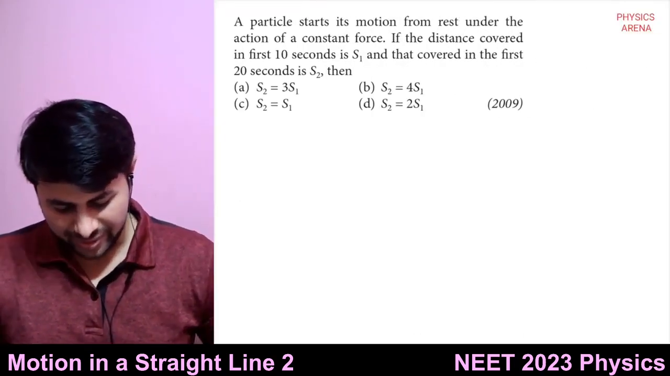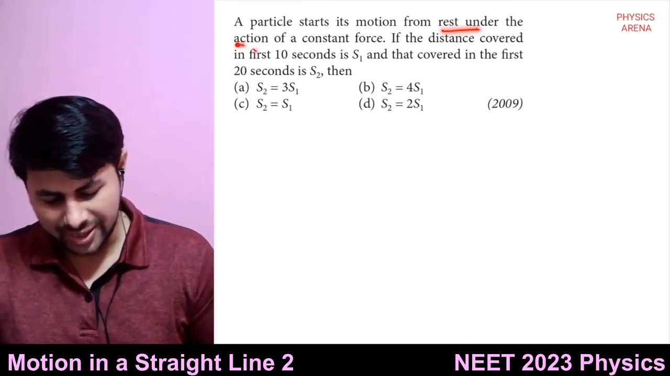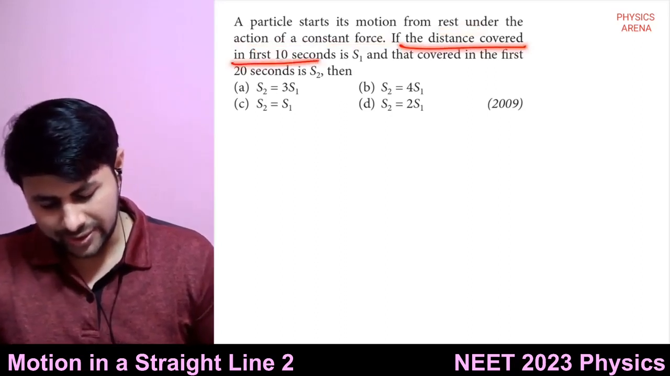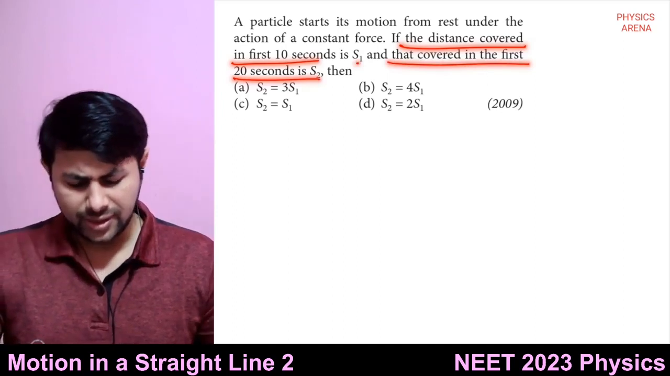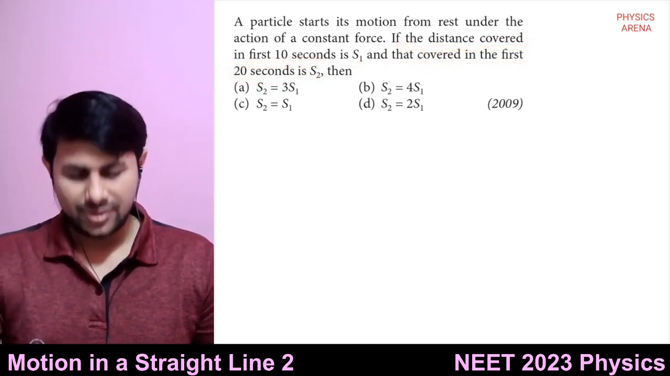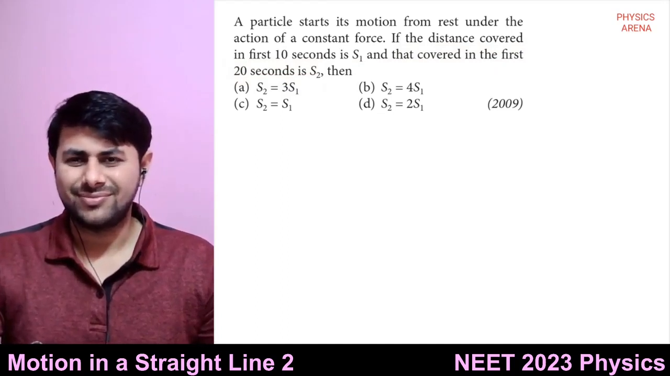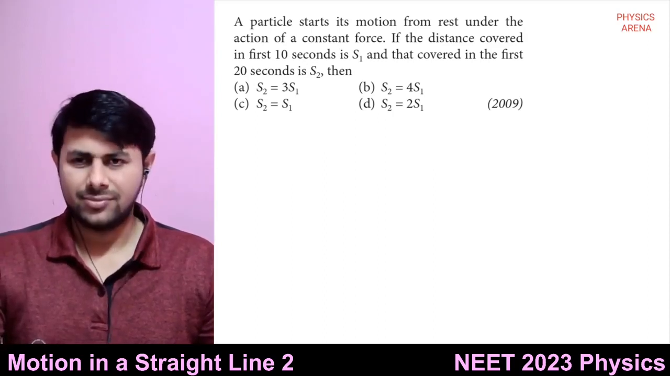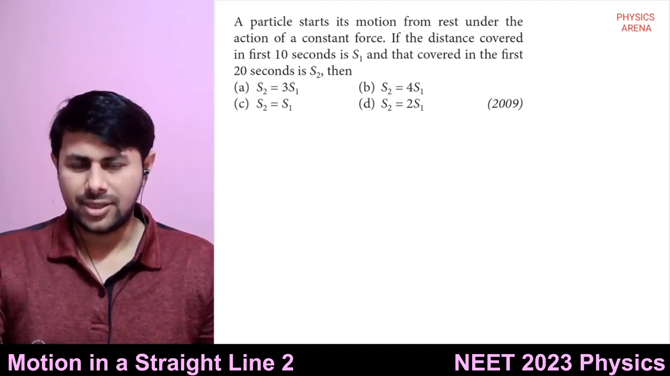Next problem. A particle starts its motion from rest under the action of constant force. If the distance covered in first 10 seconds is s1 and that covered in first 20 seconds is s2, then tell me what will be the ratio? Apply Galileo's law of odd numbers. 1:3.